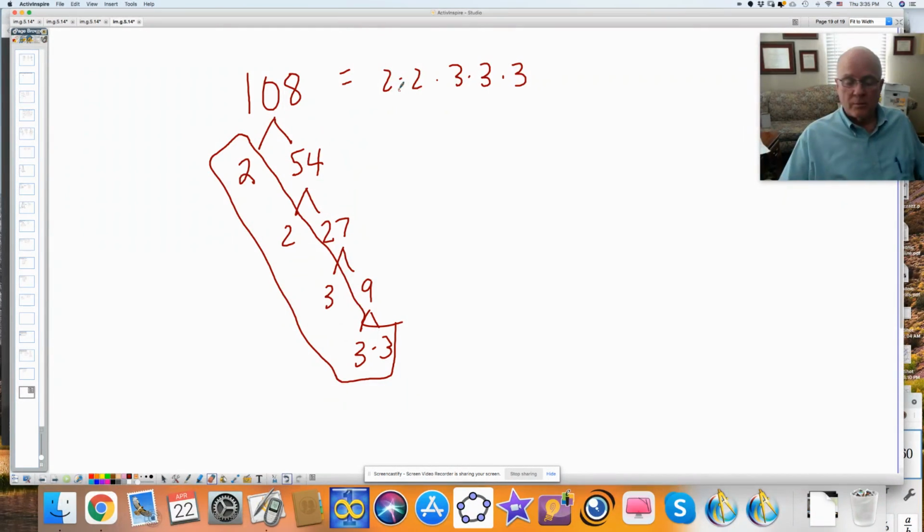So I could have a pyramid that's 2 by 2 by 27, or 3 by 3 by 12, or 6 by 6 by 3. Any of these would work. And that's the big idea: to be able to work things backwards.